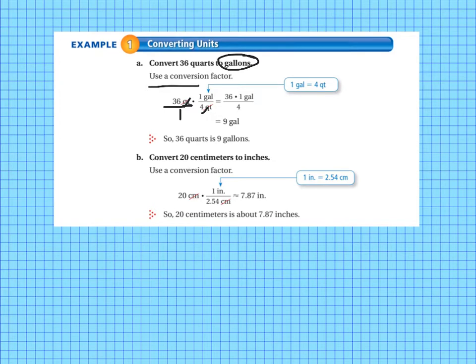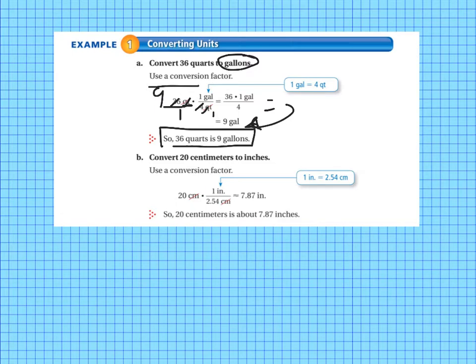And then we can cross cancel our numbers. 4 goes into itself once, 4 goes into 36 9 times, and 9 times 1 equals 9. Although that isn't quite the way they showed you, they did the same thing. They did 36 times 1 equals 36 and then divided by 4. So 36 quarts is 9 gallons.